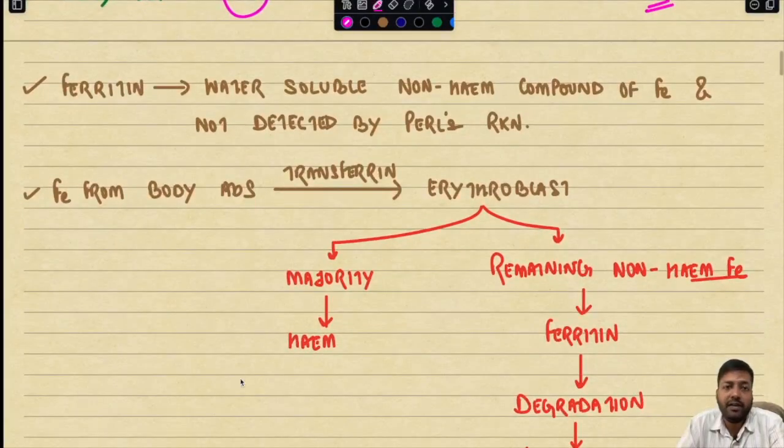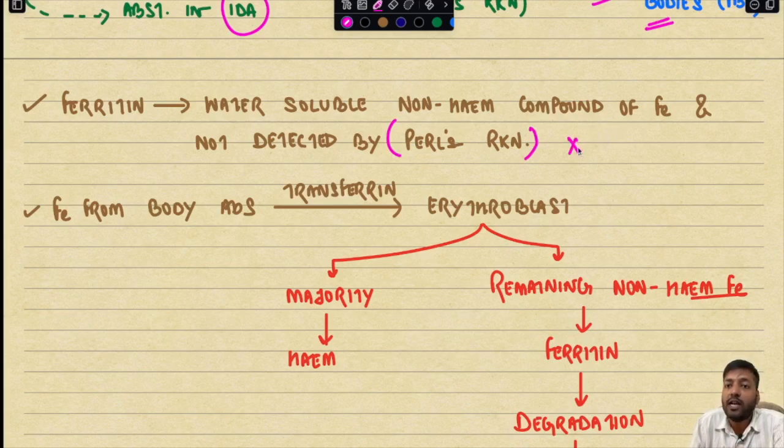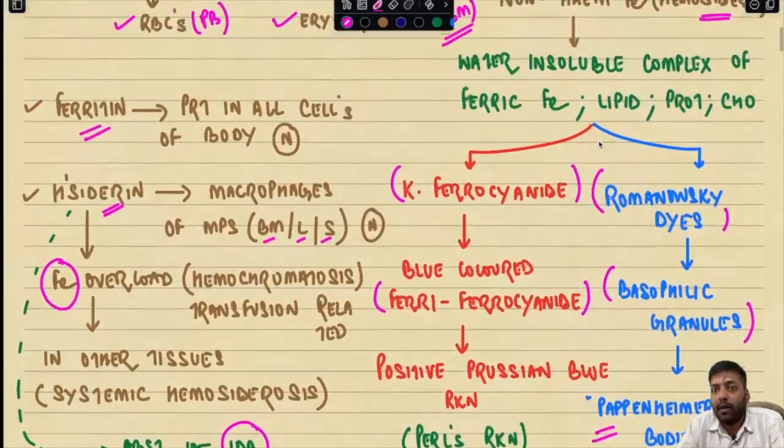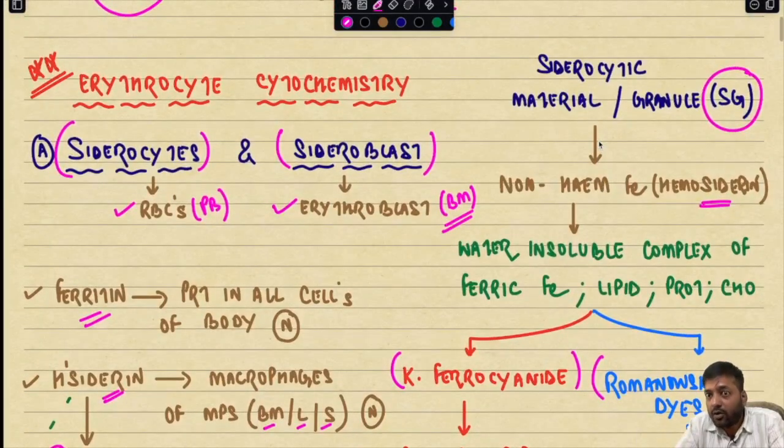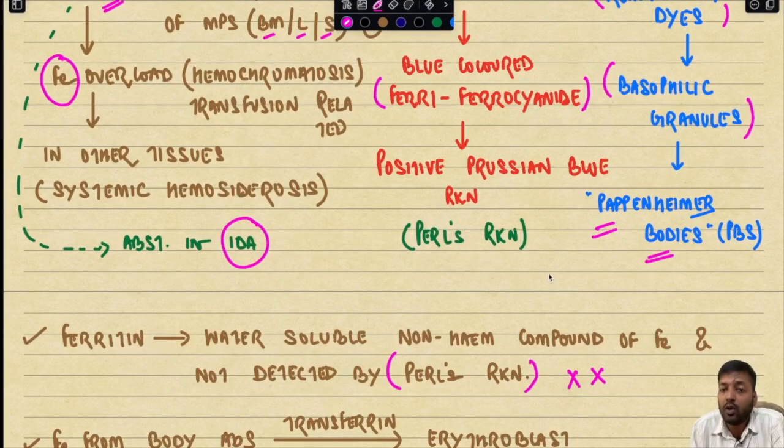Now remember, ferritin is a water soluble non-heme compound of iron, and it is not detected by Pearl's reaction; to be very precise, there is no cytochemical method to detect ferritin. Whereas the siderotic granule that I am talking about, which is mainly the hemosiderin variety, the non-heme iron, is very importantly a water insoluble complex, whereas ferritin is a water soluble non-heme compound.